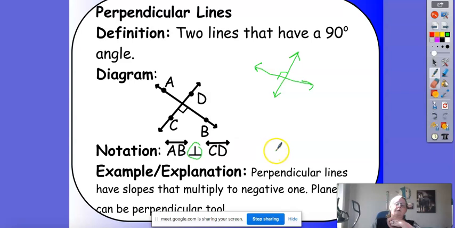Perpendicular lines have slopes that multiply to -1. That's a freebie. Don't worry about it for now. We're in geometry. I just thought I'd throw that out there, see if anybody remembered that from Algebra 1. Okay, and you can have perpendicular planes as well. We don't see them that much, but you can have perpendicular planes. Okay, we're almost done.